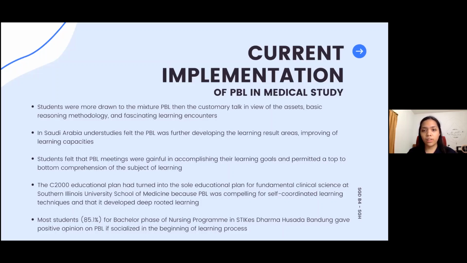Then the C200 educational plan, which depends on PBL, had become the sole educational plan for fundamental clinical science at Southern Illinois University School of Medicine, since they found, in light of their first PBL execution, that PBL was effective for self-directed learning techniques and that it developed lifelong learning.